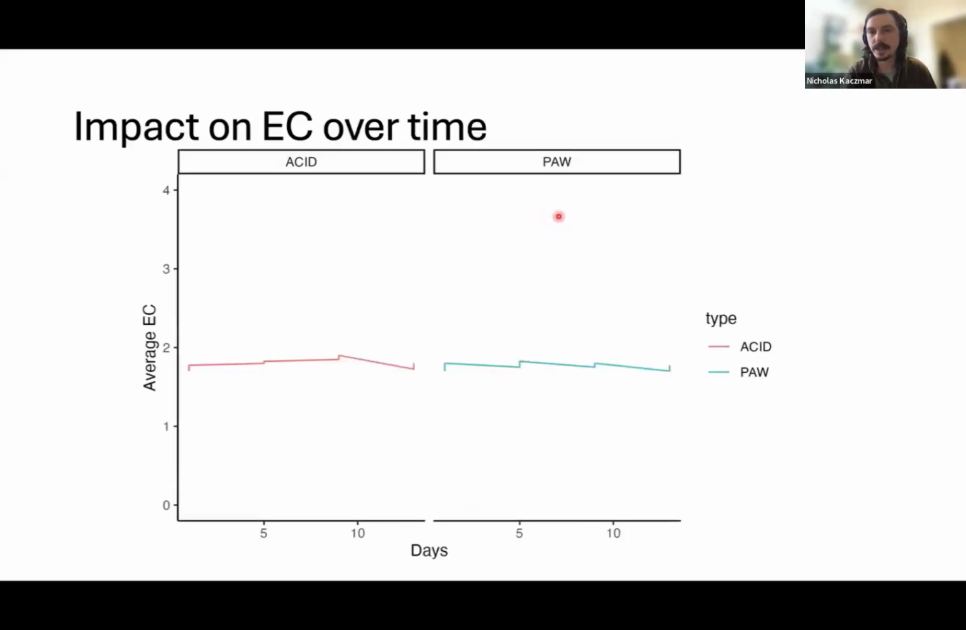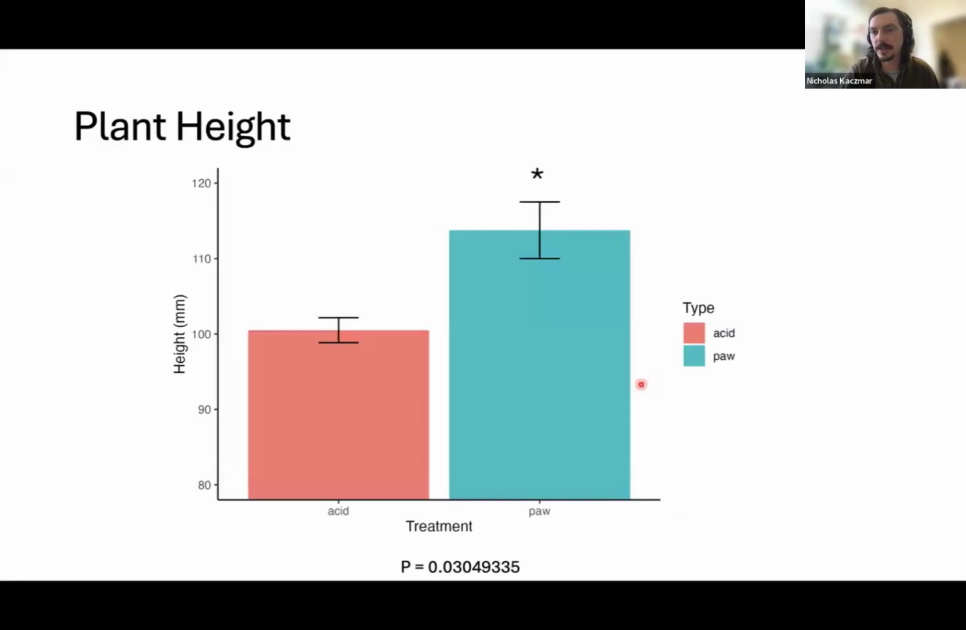But how does that impact the EC over time? It's very flat. We see a little bit of variability, but it's within 0.1. So we're not seeing any large impact on our EC when we're adding the PAW to the nutrient solution. So then the real question is, how does it impact our plants?